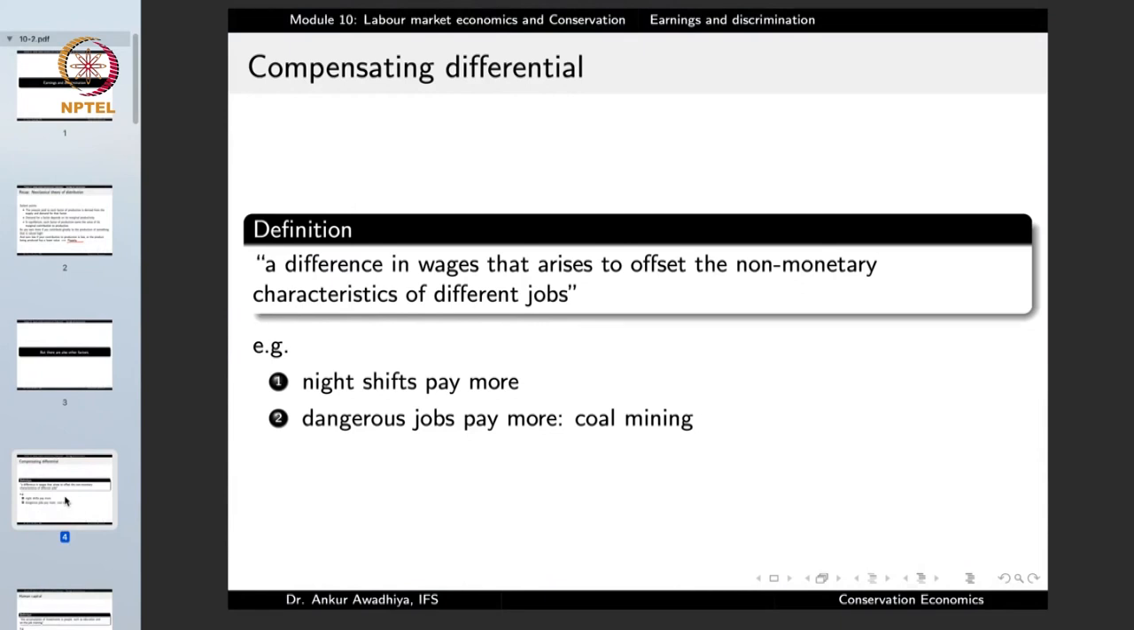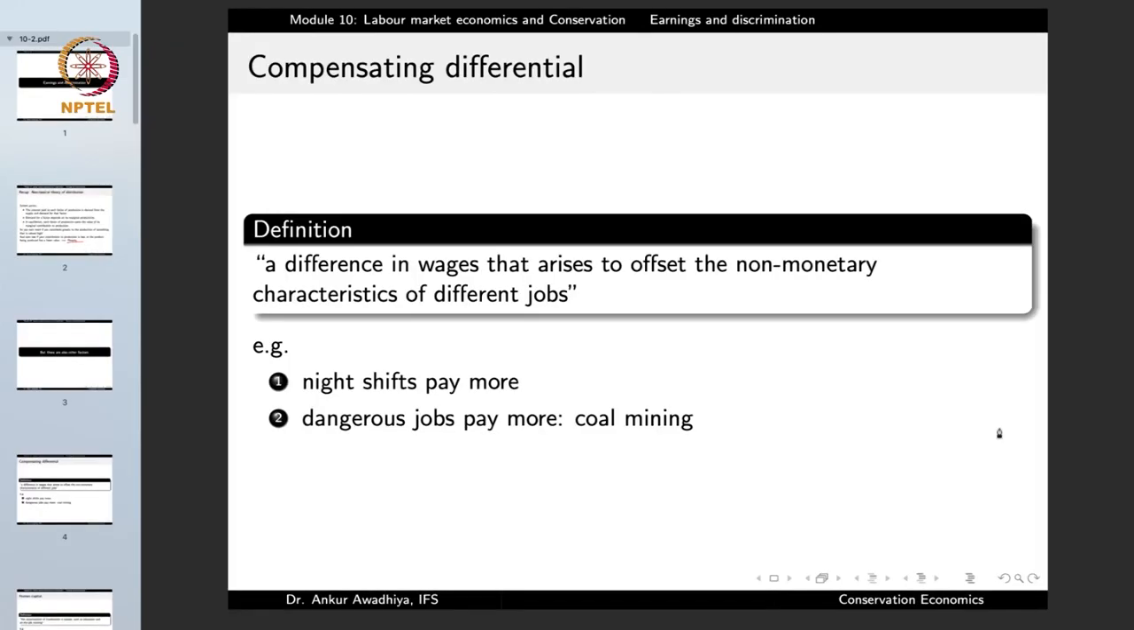Now, one such modulating factor is the compensating differential. Compensating differential is defined as a difference in wages that arises to offset the non-monetary characteristics of different jobs. And good examples are night shifts or dangerous jobs.